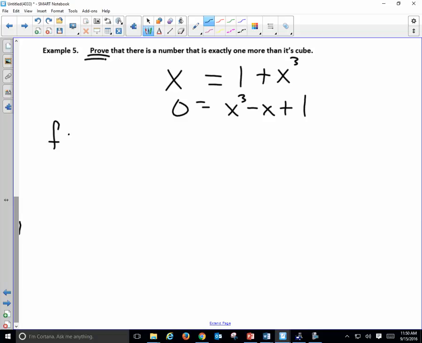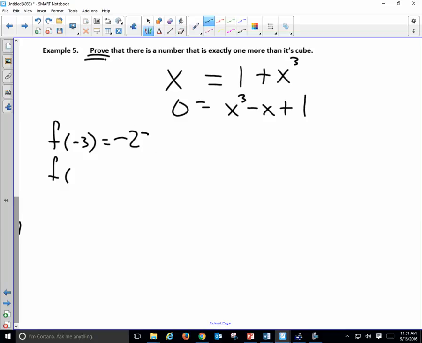I'm going to try f of, let's try negative 3. What's negative 3 cubed? Negative 27 minus negative 3. Negative 24 plus 1. Negative 23. Okay.